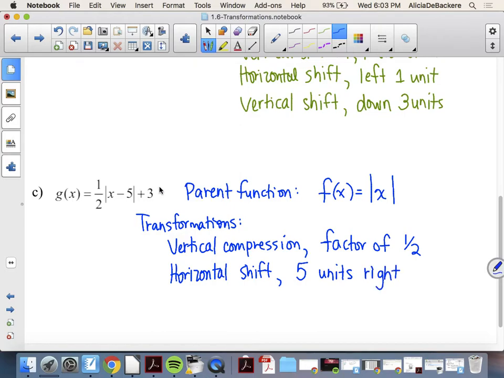And then the last one outside the absolute value function, I have adding 3. So that tells me outside the function it's vertical. And because it's adding, I know it's a shift or a translation. And I'm going to go 3 units up.